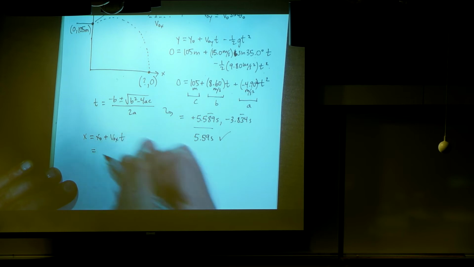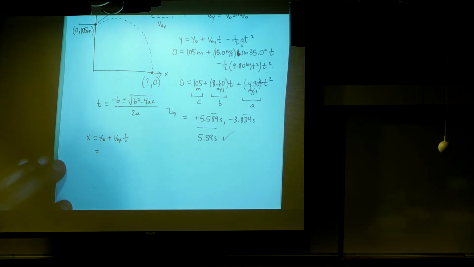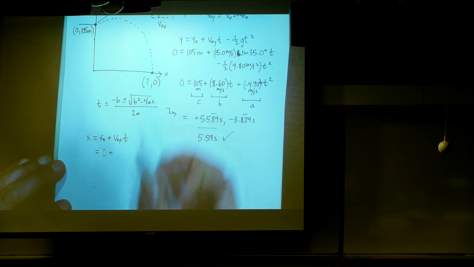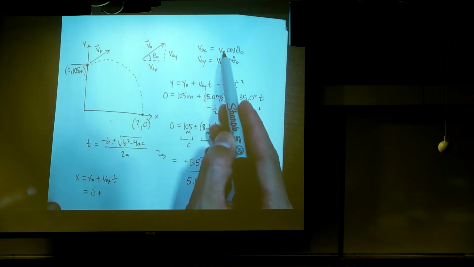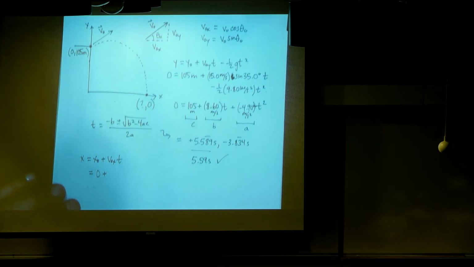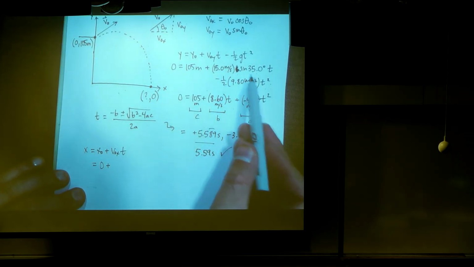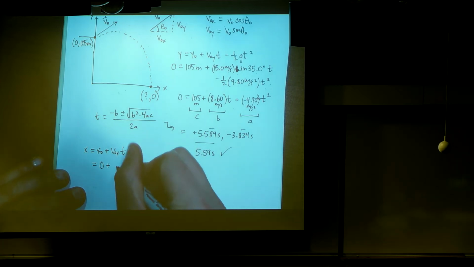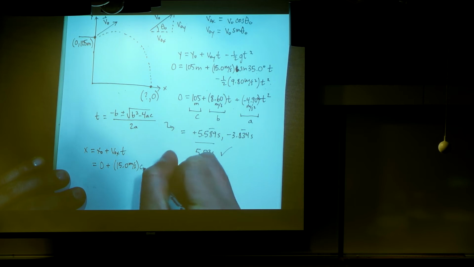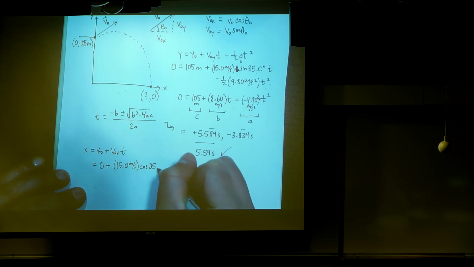So for this one, we can actually just plug in the numbers. What do we know x0 to be here? 0, right? That's where we start. And then plus v0x. Well, that's going to be our initial speed times cosine of the launch angle. So rather than saying 15 sine 35, we're going to say 15 cosine 35. So 15 meters per second cosine 35 degrees.